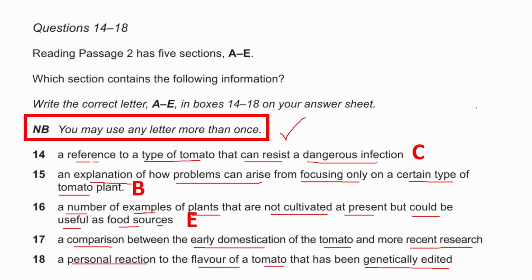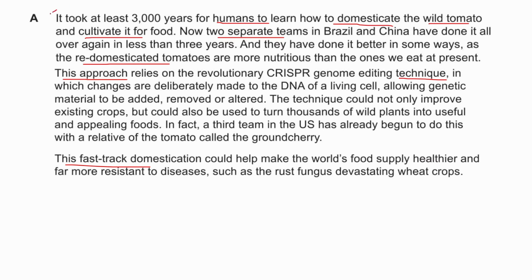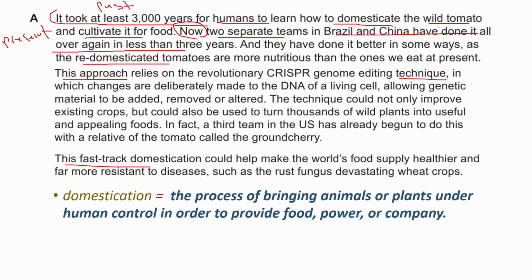Next one, a comparison between the early domestication and now. We had this in paragraph A, where we read about the information about the past, that humans learned how to domesticate, and the word now that those teams are working on it, and they have done it better in some ways. So this is the comparison between past and present. Domestication, the process of bringing animals or plants under human control in order to provide food, power, or company. So in this case, we're talking about plants. And also cultivate, to grow a particular crop, in this case, tomato, right?